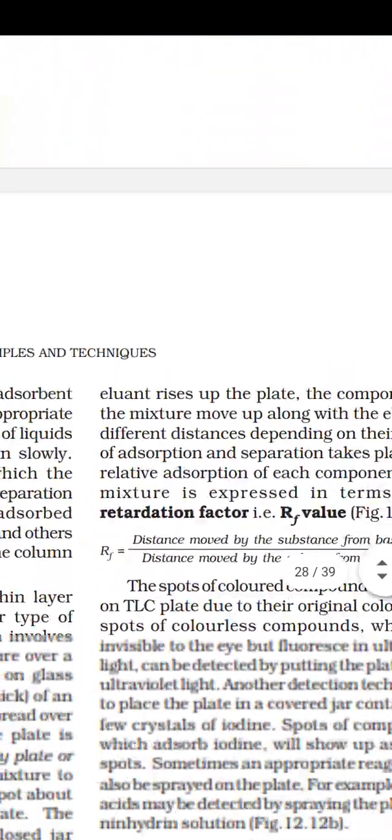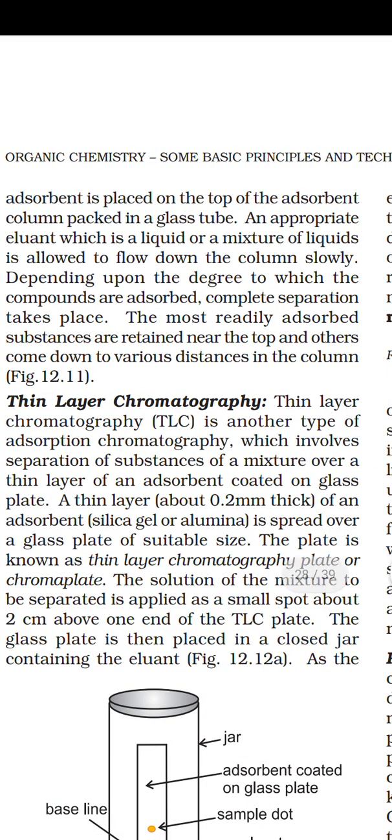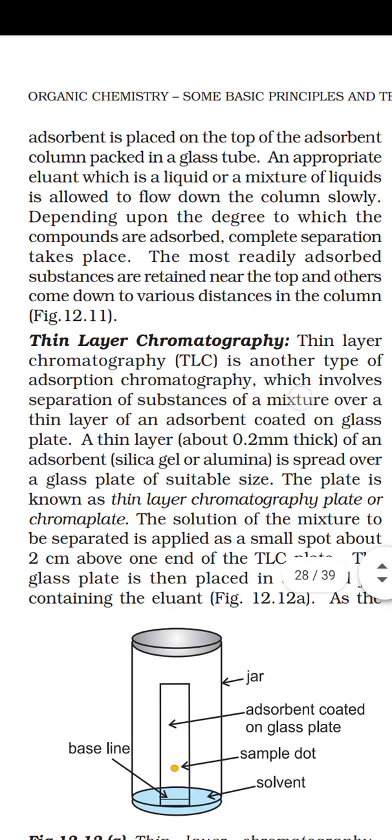The mixture adsorbed on adsorbent is placed on the top of the adsorbent column in the glass tube. An appropriate eluent, which is a liquid or a mixture of liquids, is allowed to flow down the column slowly. Depending upon the degree to which the compounds are adsorbed, complete separation takes place. The most readily adsorbed substances are retained near the top and others come down to various distances in the column.